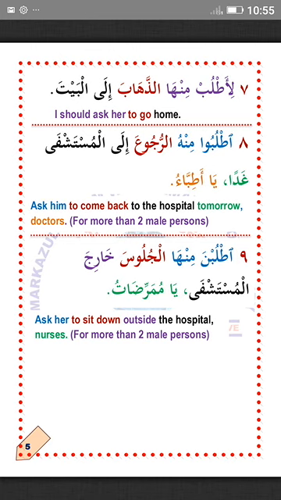تسعة, number nine. اطلبنا منها الجلوس خارج المستشفى يا ممرضات. اطلبنا منها الجلوس. You should all ask her to sit down. خارج المستشفى. Outside the hospital. يا ممرضات, nurses, commanding a group of female nurses.